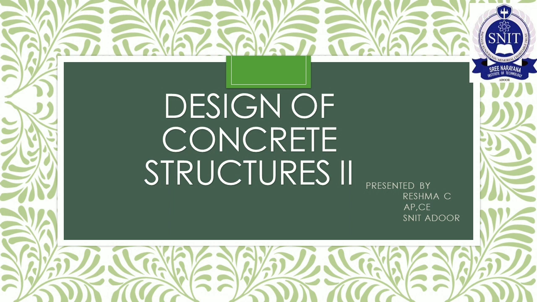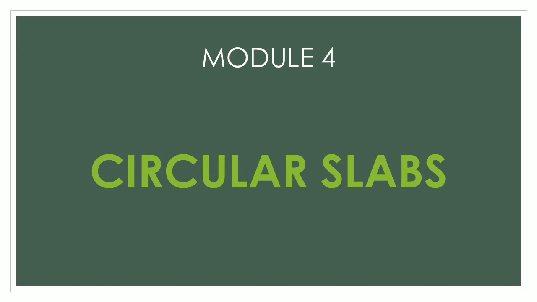Today, we are going to deal with a topic that comes in the subject CE 304 Design of Concrete Structures 2. This topic comes under the 4th module of the 6th semester KTU Civil Engineering branch. Today's topic for discussion is circular slabs. Mainly, we are going to talk about the general design principles of circular slabs.